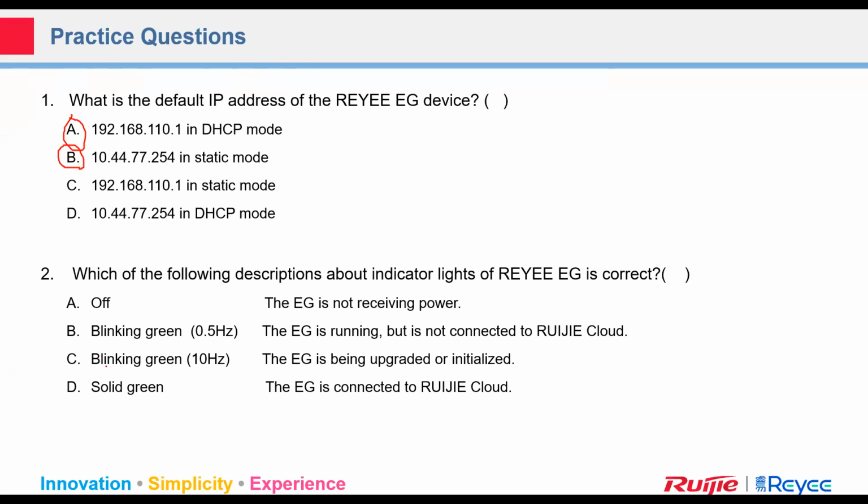All right, let's move on to the second question. Which of the following descriptions about the indicator light of Reyee EG is correct? You have 4 options: A is off, B is blinking green, C is blinking green but at a faster frequency, and D is solid green. You may try to answer in the chat. What's your answer? Is it A or B or C or D, or all correct, or all wrong? You can try to answer this question.